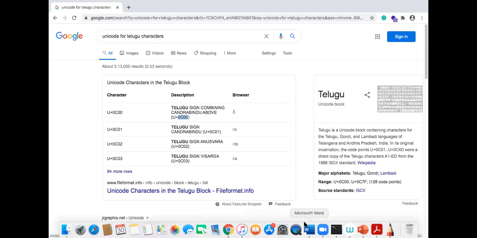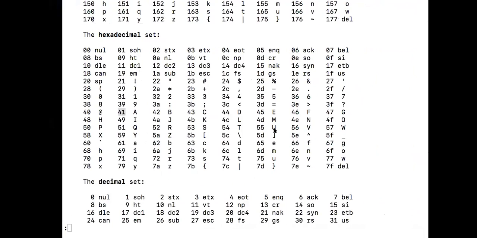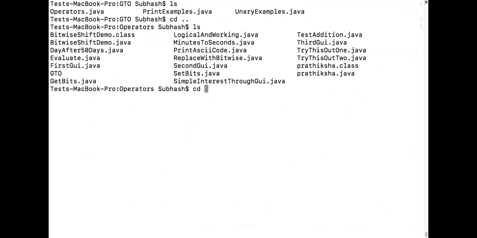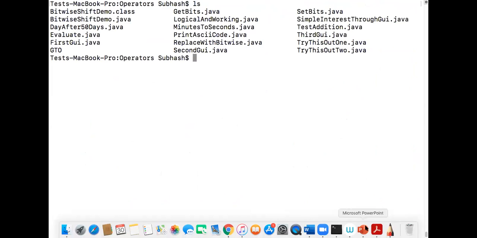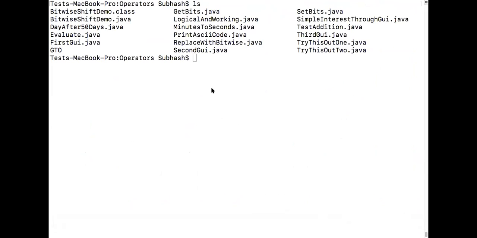Okay, let me try to run this code for now. Where is my code? Oh, where is this code? One second. It is the ASCII code, no? Unicode. Guys, can you see any Unicode here? Why has this Pratiksha.java come here? Guys, can you see anywhere a Unicode program? Is there any Unicode program here? No? You can't say anything, no?